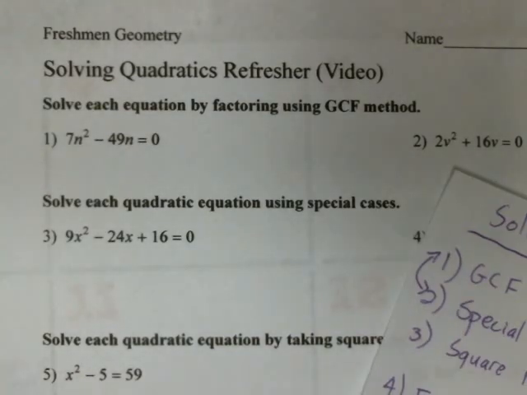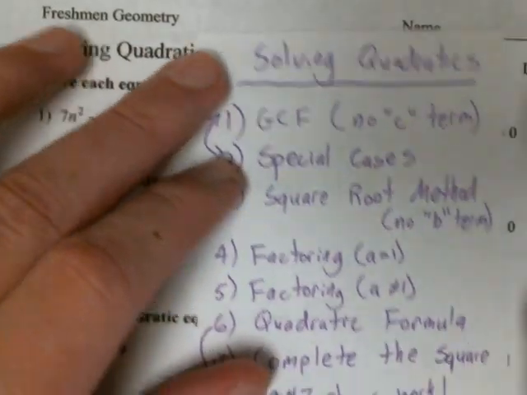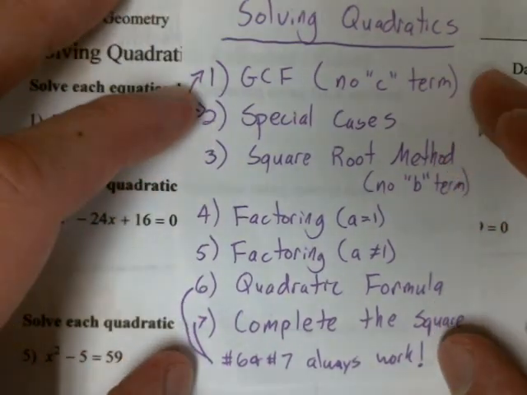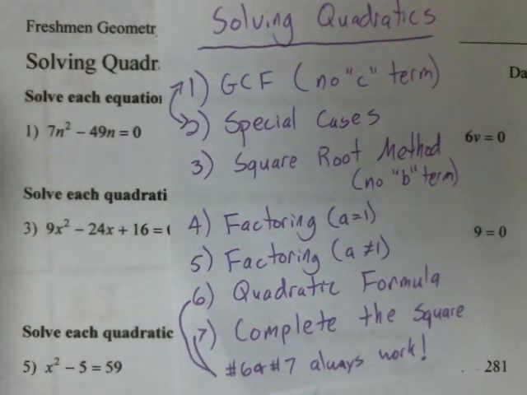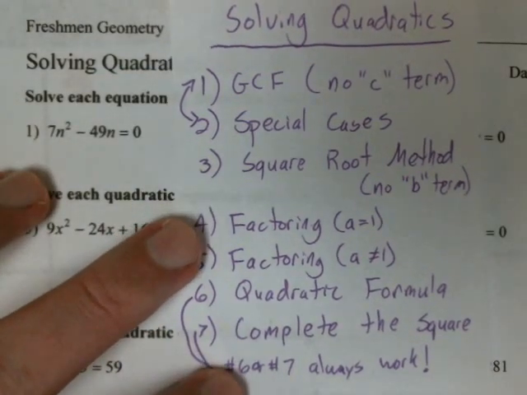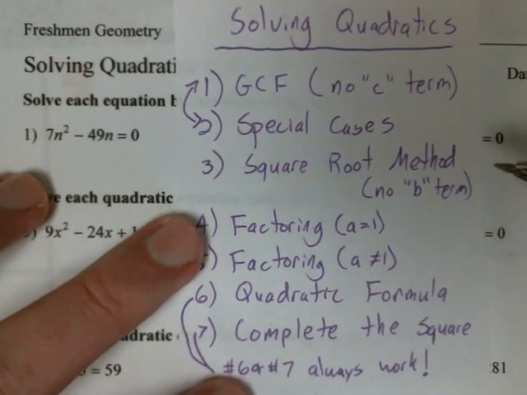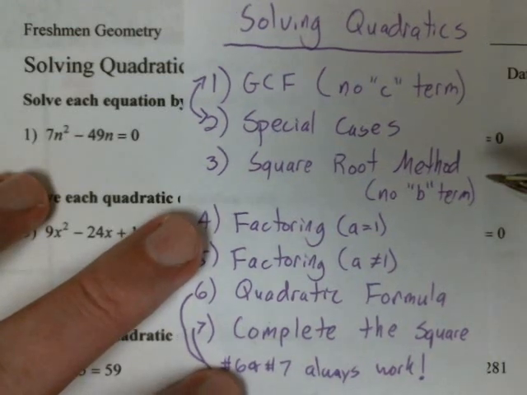Now, the way that I teach quadratics, guys, I've got our little cheat sheet here. This is the same exact thing that I have up on my wall in my classroom. To me, there are seven different ways to solve a quadratic equation. How do I know I have a quadratic equation? Because the highest exponent of my equation is a 2, so I'm in quadratic land.